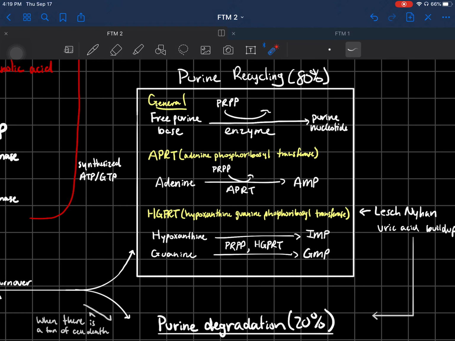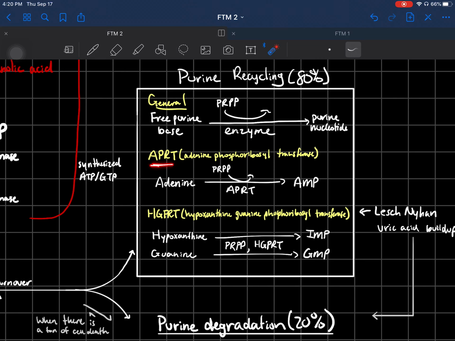All right, so this is when you have that extra buildup of purines, or when a cell dies, or if you, for example, maybe ingest some meat and it has some extra purines that you don't need, or might not be using at that very moment. So 80% of the time when we have excess, we're going to recycle those purines. Now, this is going to be the general reaction, which is going to be your purine base, and you're going to use PRPP and a certain enzyme to help turn it into the nucleotide.